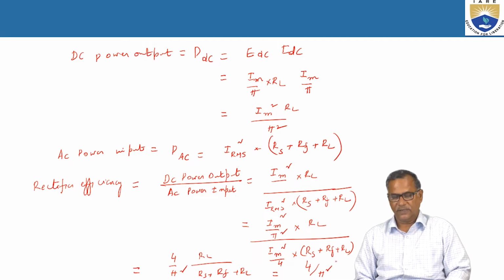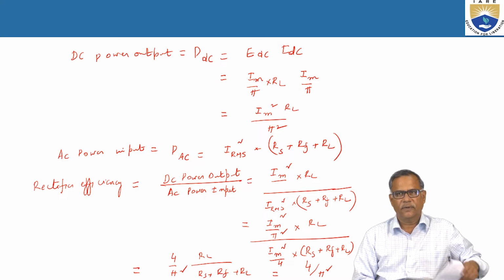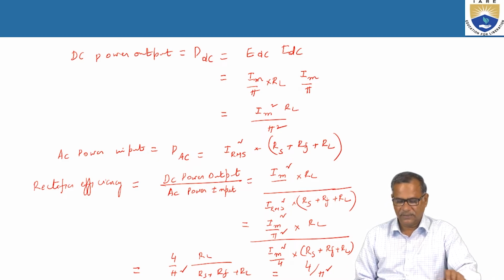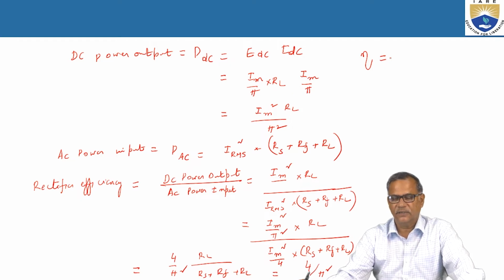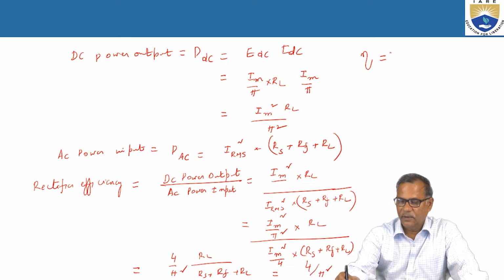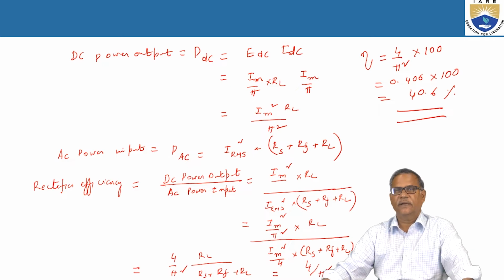So what is 4 by pi square? For pi around 3, so 4 by 9. So that will give us the rectifier efficiency nearly as, we call eta the rectifier efficiency. So eta we will get as 4 by pi square into 100. So this is 0.406 into 100. So we get 40.6%. So that is the rectifier efficiency.